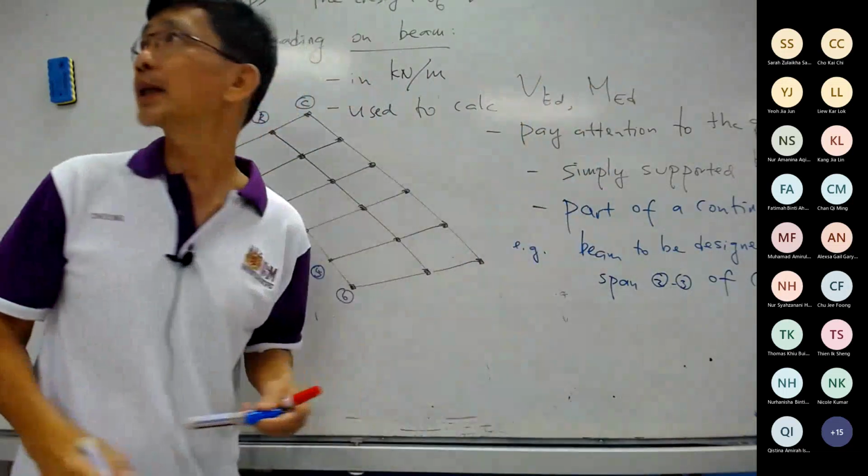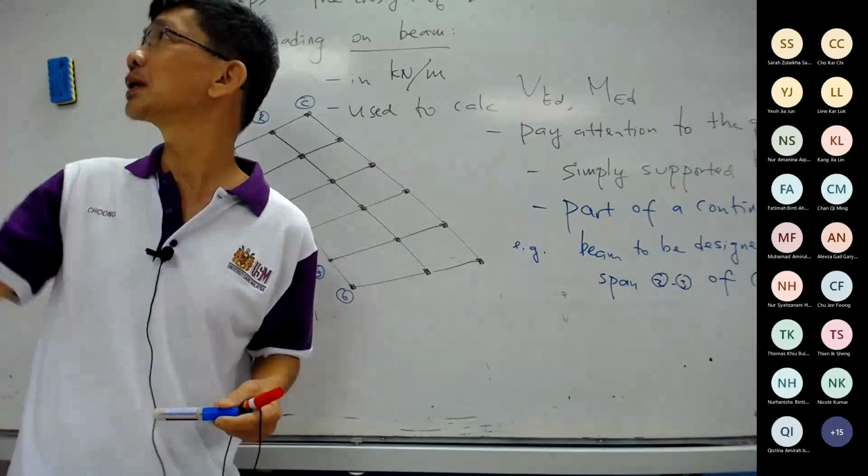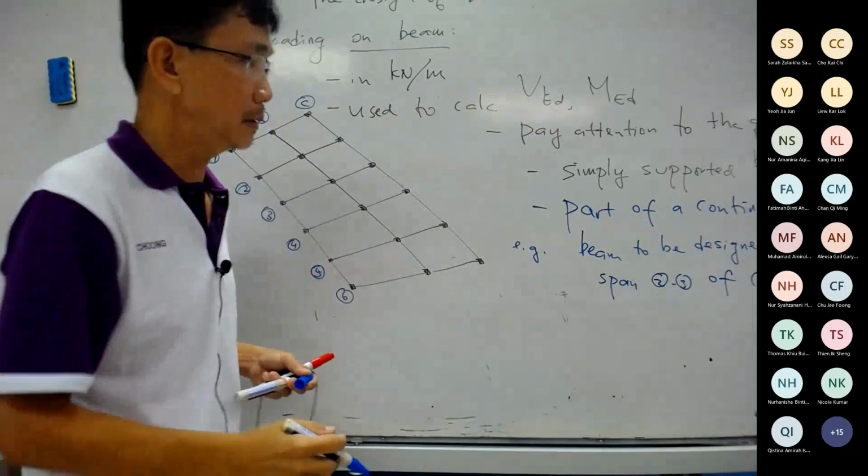Maybe you can't see at the back there. Can you please tell me if you can't? I think there's already a limit where you can see.